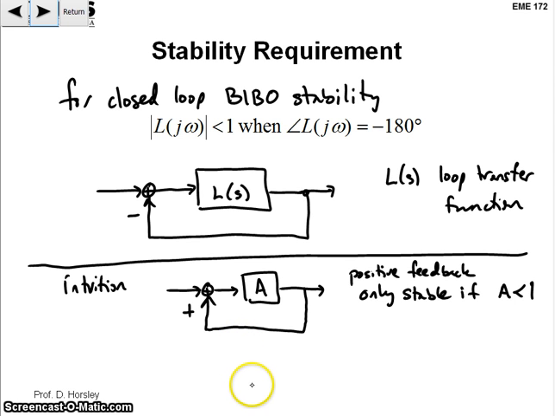Negative feedback systems actually can be stable if this gain A is bigger than 1. Okay. So now how does this connect to our diagram up here? Well, okay, here's our loop transfer function.